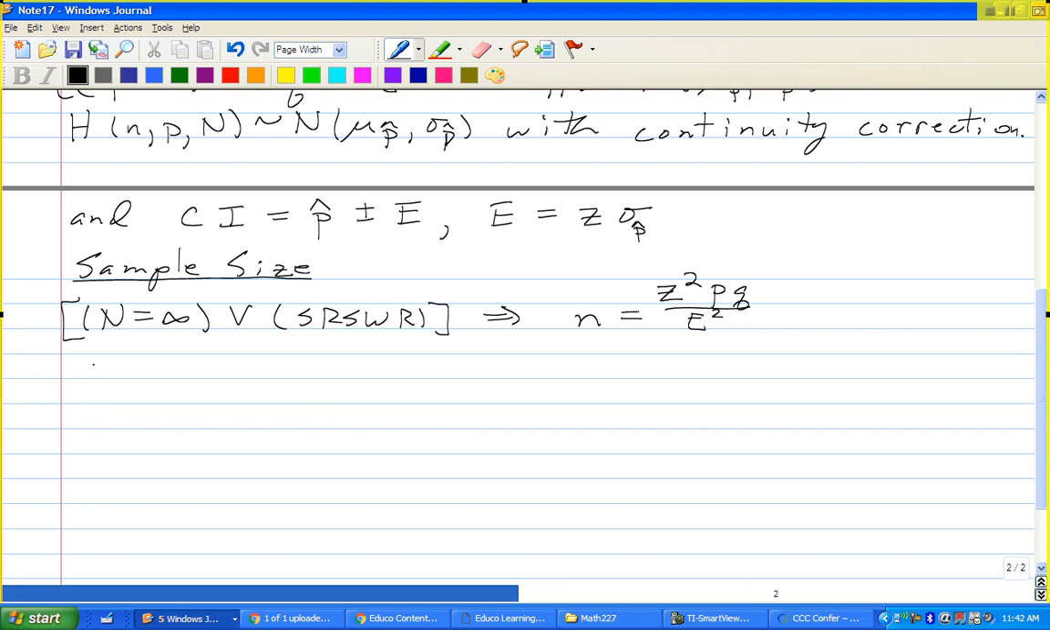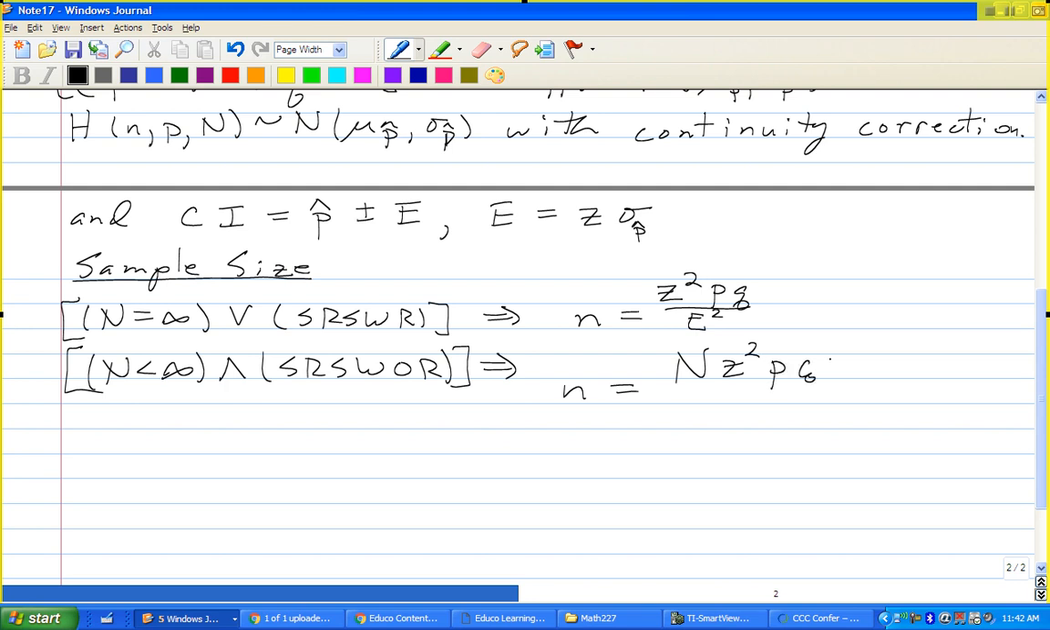And for the hypergeometric case, so finite population and simple random sample without replacement, we have that the sample size is just equal to n z squared pq over e squared n minus 1 plus z squared pq. Okay.